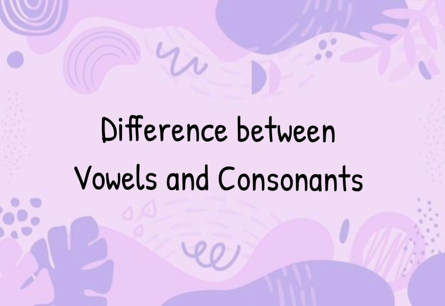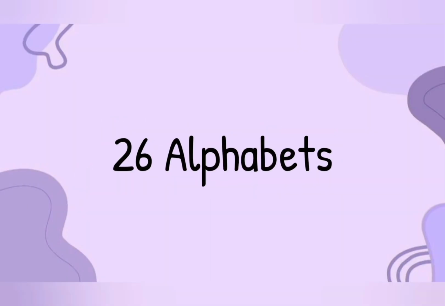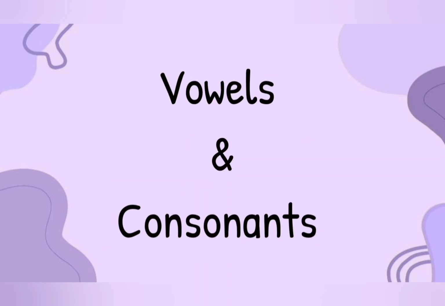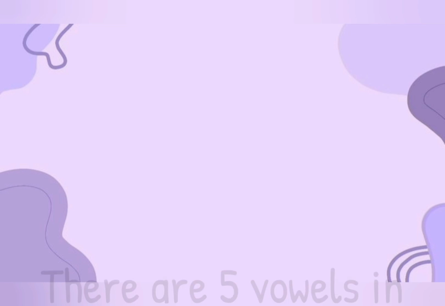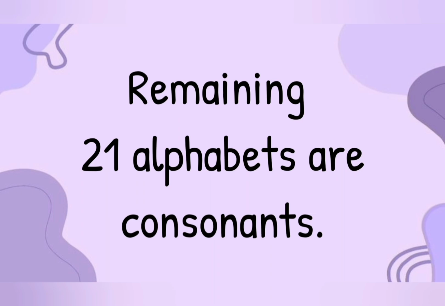What is the difference between vowels and consonants? In the English language, there are 26 alphabets. They are further divided into vowels and consonants. There are 5 vowels: A, E, I, O, U. And the remaining 21 alphabets are consonants.